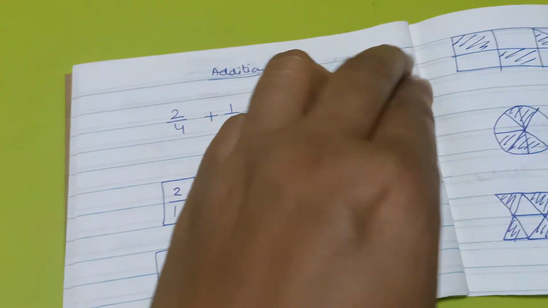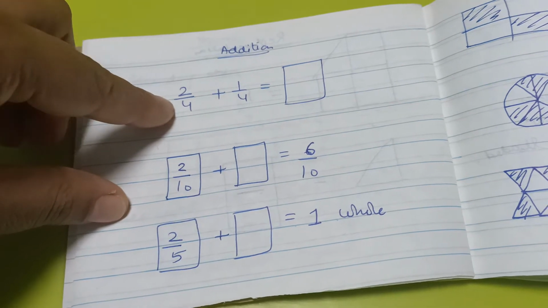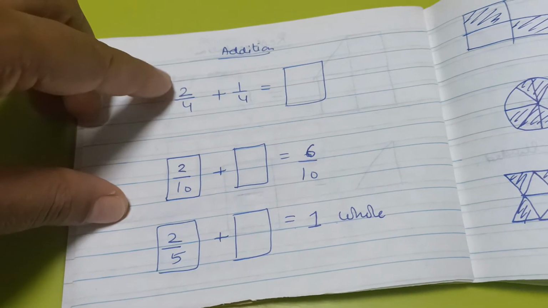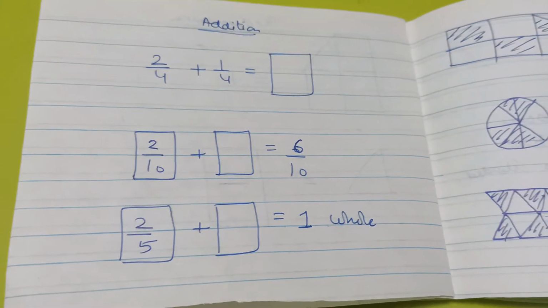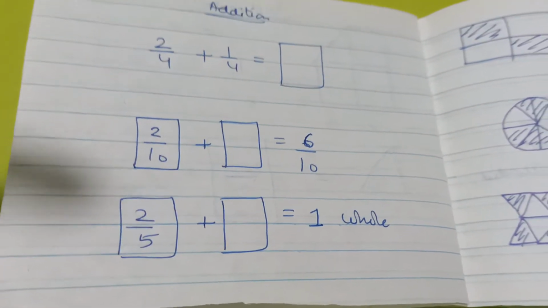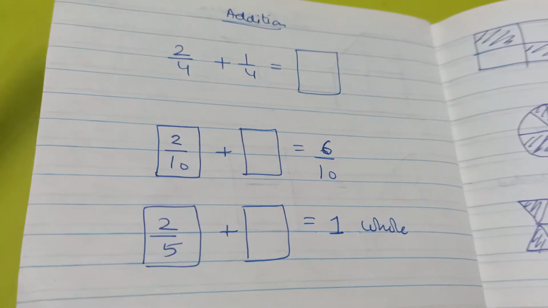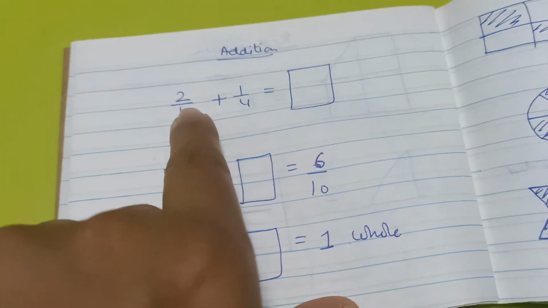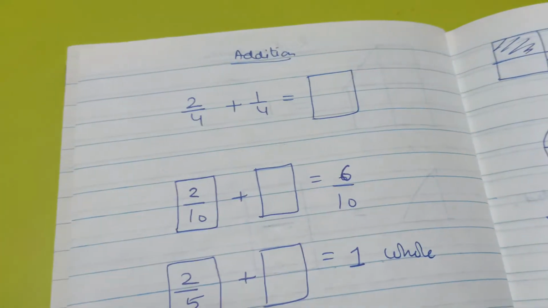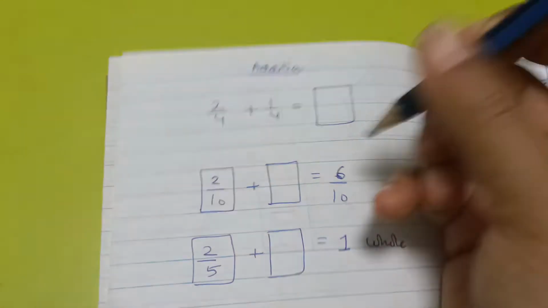Then we are going to further addition, and this first addition is very simple. Again, we take a rectangle, divide it into 4 parts. Count 2 parts, count 1 part. If you're not able to understand what I'm trying to say, then please check the tutorial video where I have shown with pictures how to explain. Here we are not taking LCM when we are doing this.